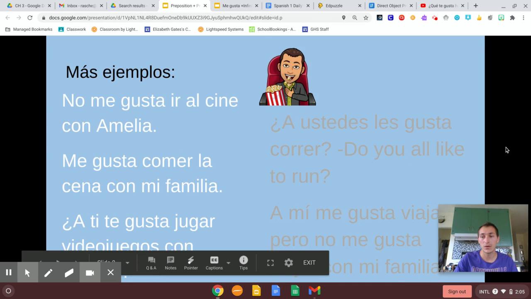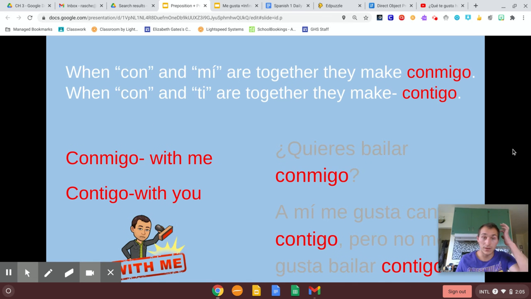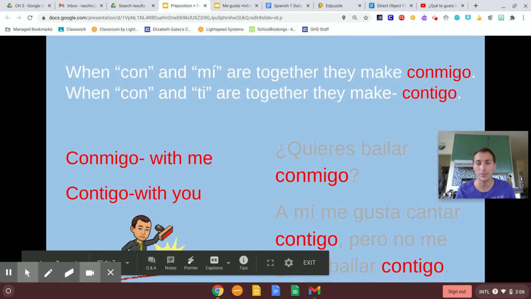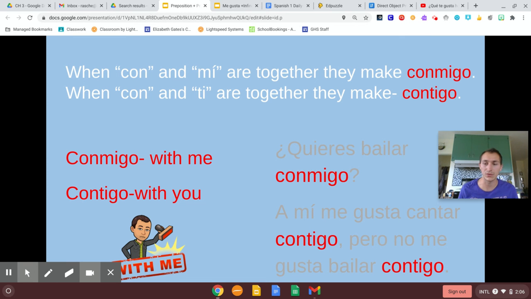All right. One of the tricky things with con and then mi, when it has con and mi together, they become conmigo. When you have con and ti together, with you, they become contigo. So conmigo is with me, contigo with you. So if I asked, ¿Quieres bailar conmigo? Do you want to dance with me? Or a mí me gusta cantar contigo, pero no me gusta bailar contigo.